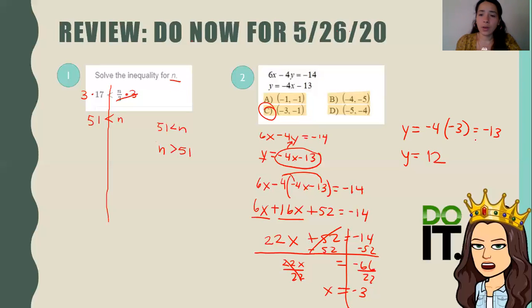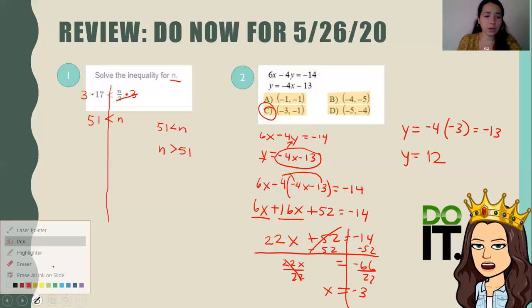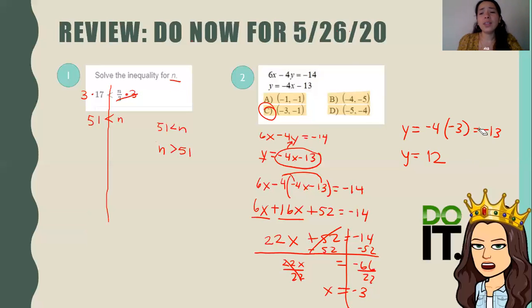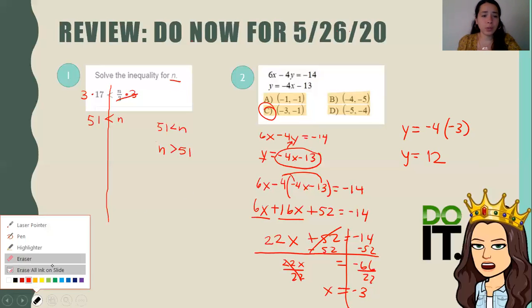got. Oops, I don't know why I put equals negative 13. That is not correct. And I know that this is a lot of information right now, YouTube, but we're just going to have to do the best we can with it.